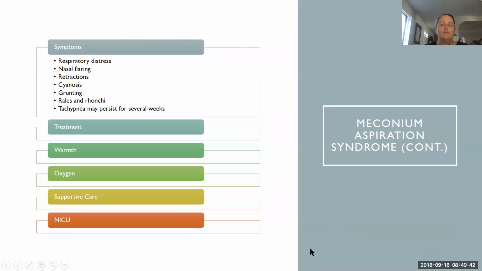Signs and symptoms of meconium aspiration may not happen right at delivery. They may happen over a period of hours following it. You might see respiratory distress, nasal flaring, retractions, that central cyanosis again, grunting. You'll hear rales and rhonchi, and tachypnea may persist for several weeks. They may need oxygen support. They may need supportive care. And if we suspect meconium aspiration syndrome, they will be in the NICU.